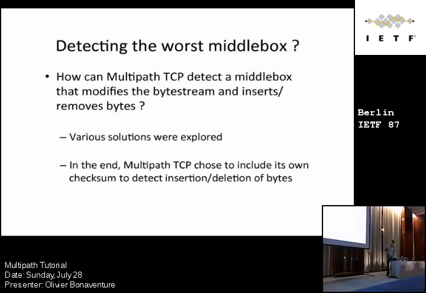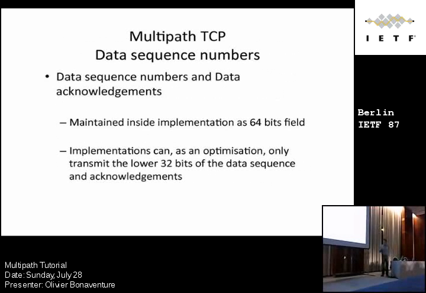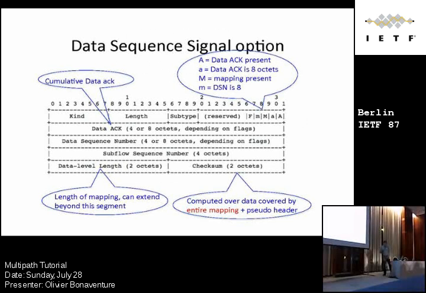So in Multipath TCP, we have data sequence numbers. They are used for the data sequence numbers and the data acknowledgements. They are supposed to be maintained as a 64-bit field inside the TCP implementation, but there is a way to encode them in 32 bits or in 64 bits when sending the DSS information. So that's what the option to encode the data sequence number and the data acknowledgement looks like. If you have students and you want to ask them something annoying for the exam, you could ask them what it means. I don't think it's useful today to have a look at it.